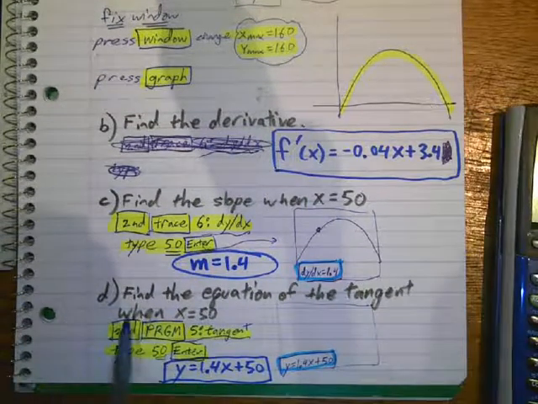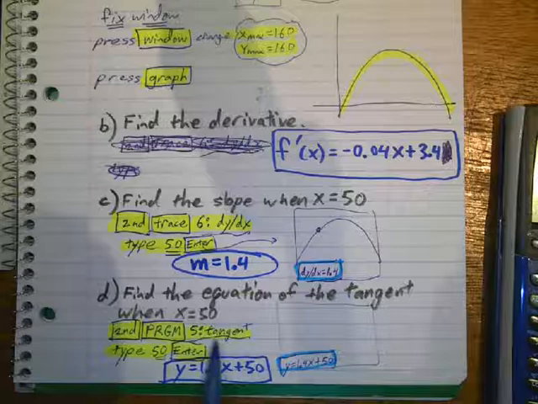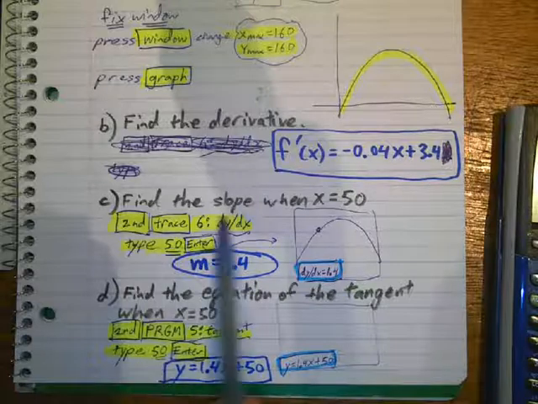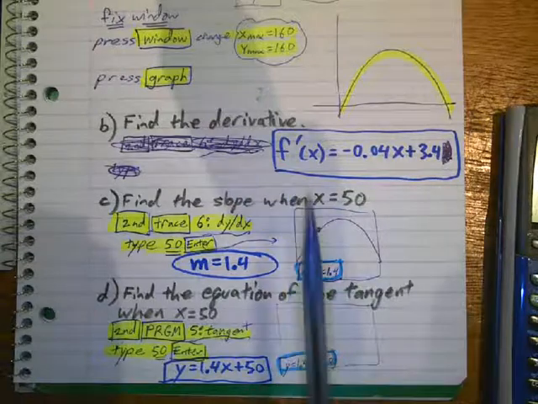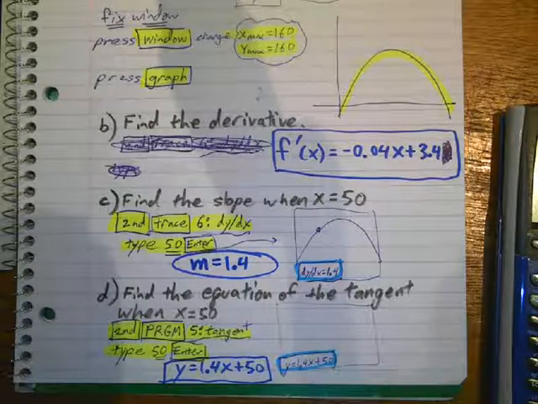So here's how you find the equation of a tangent line using a calculator, finding the slope using a calculator. The derivative, I just did this using the power rule. And there you go. I hope this helps you with the homework.